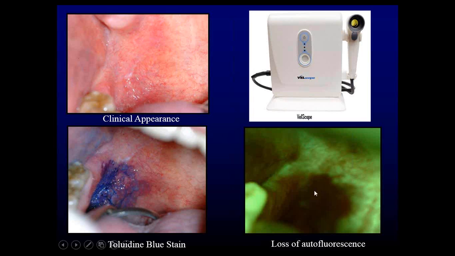Again, in this case you can see that these devices did help us in the diagnosis.